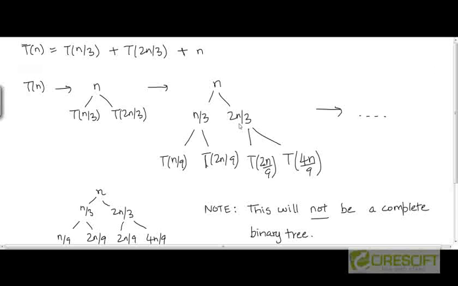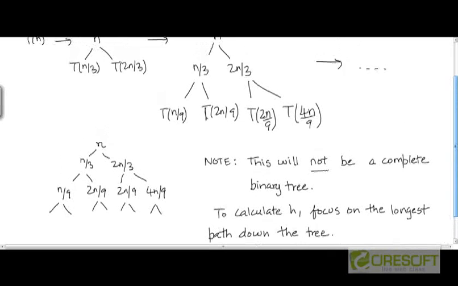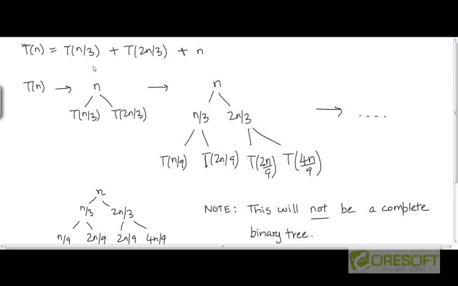So we represent these costs as 2n by 3 with two children, T of 2n by 9 and T of 4n by 9. And we can continue opening up the recurrences for these subproblems to create additional levels until the recursion bottoms out on very, very small subproblems. Now, you may see a difference between this recursion tree and the recursion trees that we have seen so far.